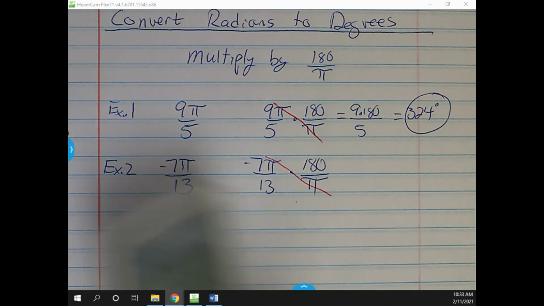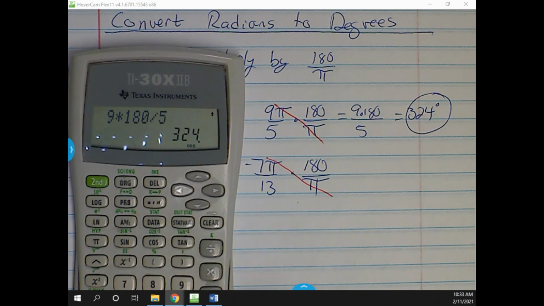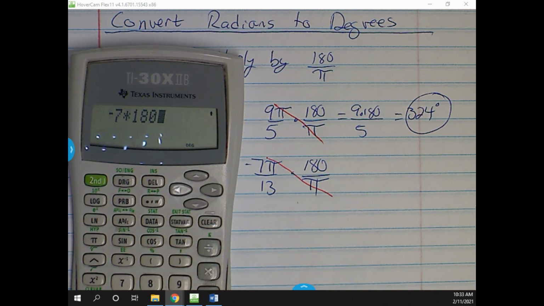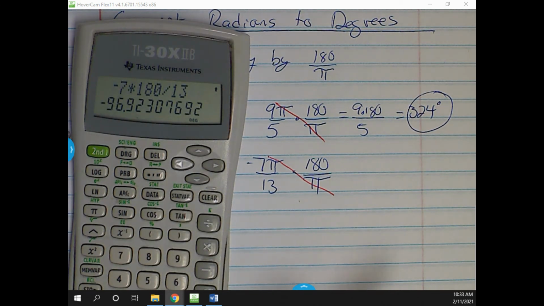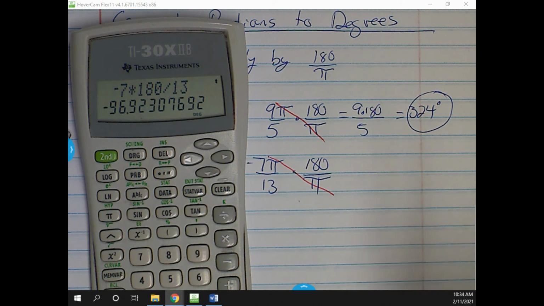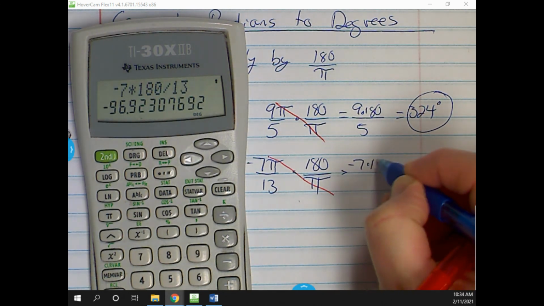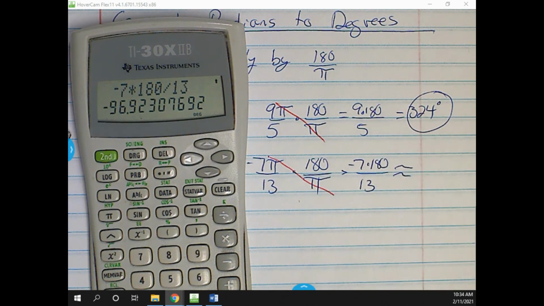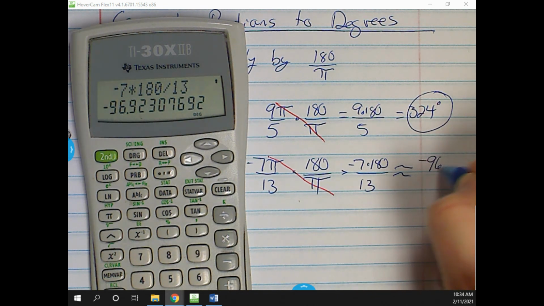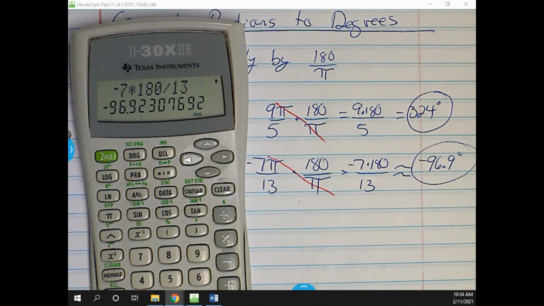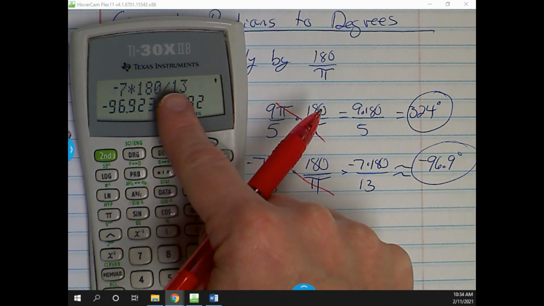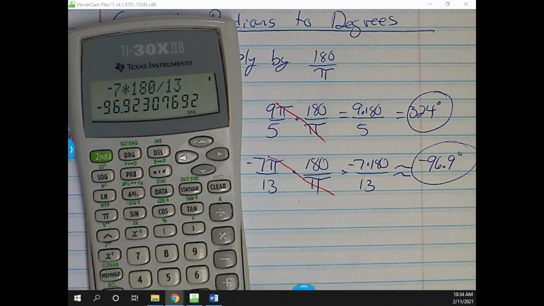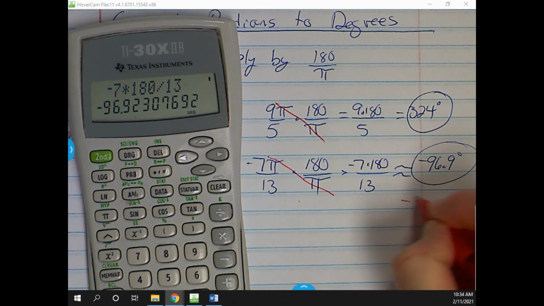So it's negative 7 times 180 divided by 13. Worst case scenario on this one is it comes out to be a decimal number, and then they should tell you how many decimals to round this off to. We'll say for this one, let's go to 1 decimal place. So this will be negative 96.9 degrees. They'll tell you what to round it to in the problem: 1 decimal place, 2 decimal places, maybe 3, whatever the case may be. They might even tell you to round to the nearest whole number. If it was nearest whole number, that's just negative 97 degrees.